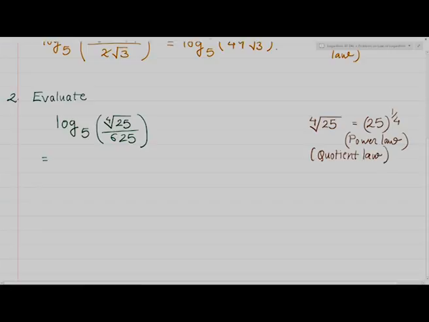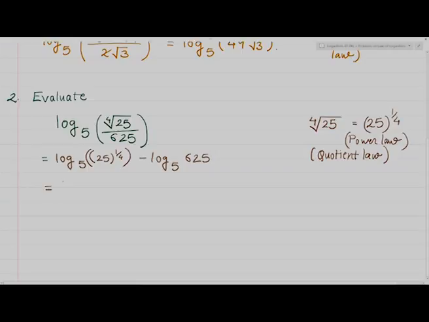So, I think these two laws will suffice, and some properties of log that we have studied will also suffice. So, let us try to solve this problem now. First, log to the base 5, using the quotient law, will be log of 25 raised to 1 by 4 minus log of 5 to the base 625. So, this is a use of the quotient law.